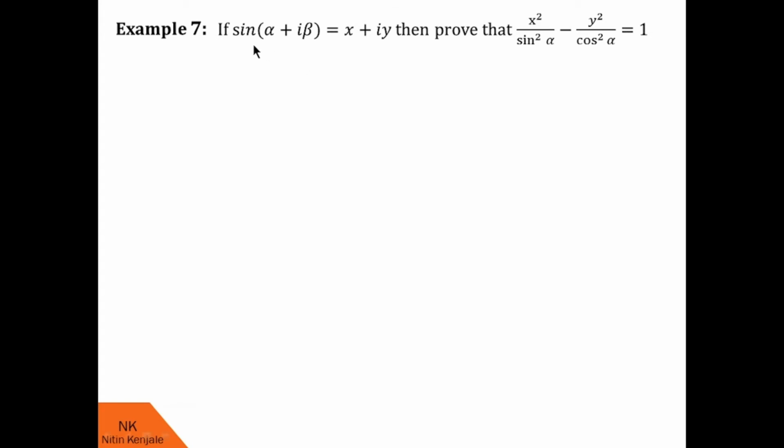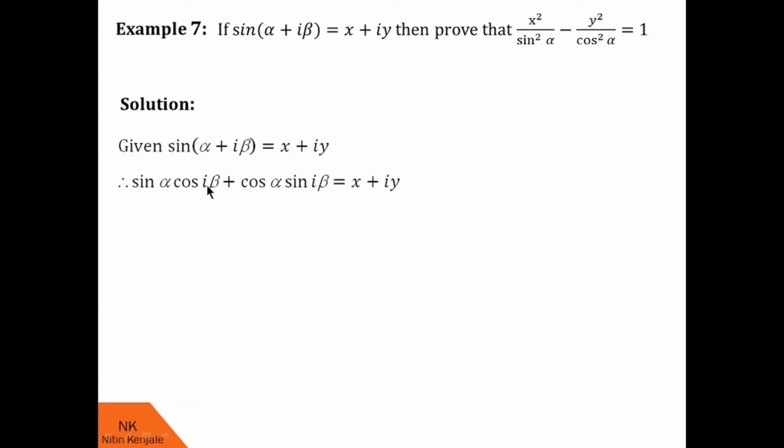Here it is given that if sine of alpha plus i beta is equal to x plus iy, then we have to prove that x square upon sine square alpha minus y square upon cos square alpha is equal to 1. Let us begin with its solution. Here given that sine of alpha plus i beta is equal to x plus iy, expanding sine of alpha plus i beta, we get sine alpha into cos i beta plus cos alpha into sine i beta is equal to x plus iy as it is. Here we have used the sin a plus b formula.